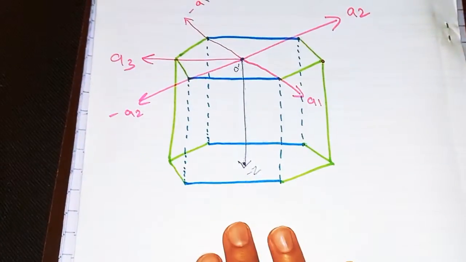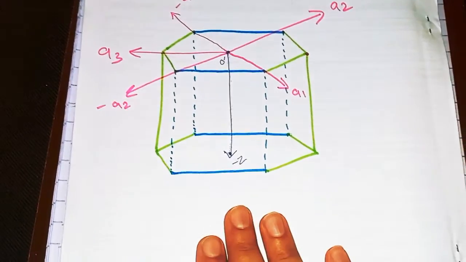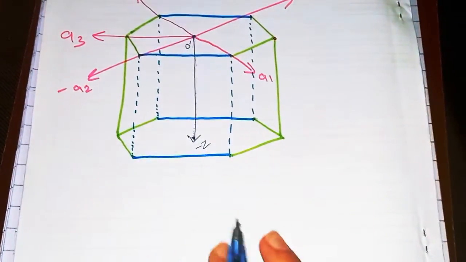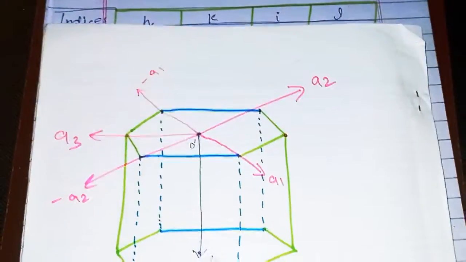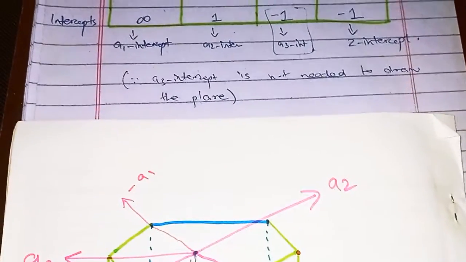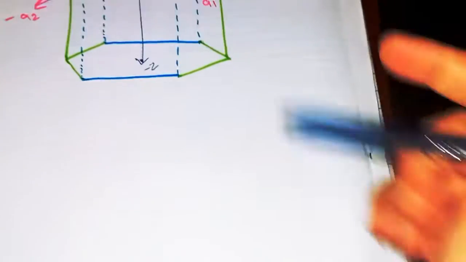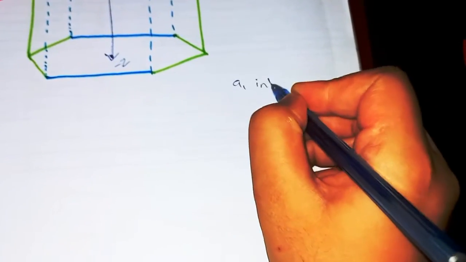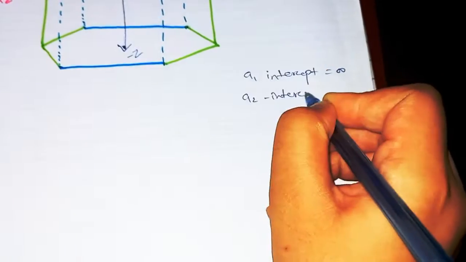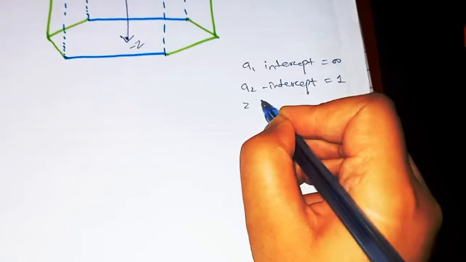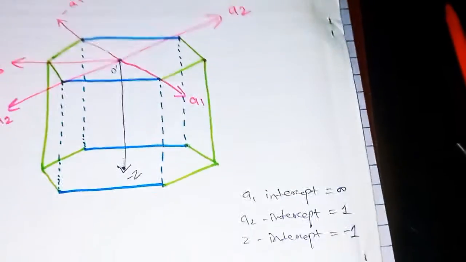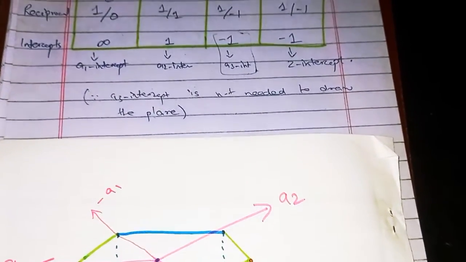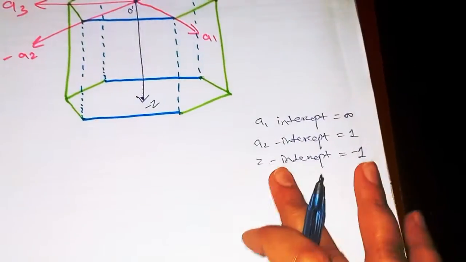The coordinate system has been defined, and now the next step is to draw the plane using the intercepts that we have found. Let's write them down here. The A1 intercept is infinity, the A2 intercept is 1, and the Z intercept is -1.